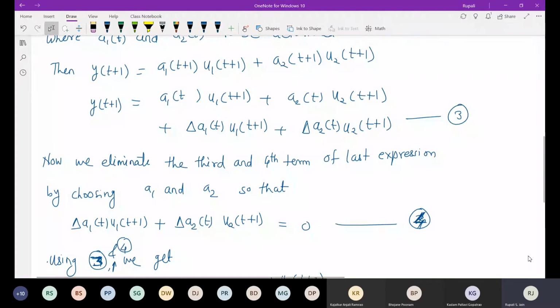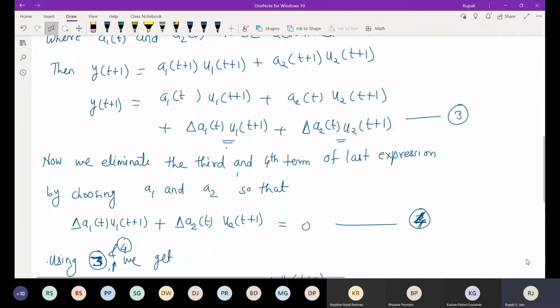Third equation, look. Third equation has four terms, but after that what are we doing? We are eliminating the third and fourth term by choosing a1 and a2 so that we are getting this equal to 0. So we are choosing a1 and a2 so that we are getting this as 0. So y at t plus 1 will be just a1t u1t plus 1 plus a2t u2t plus 1.